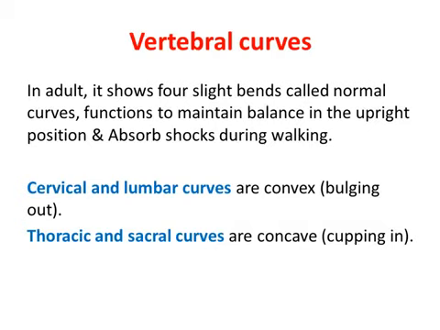Cervical and lumbar curves. بالنسبة للتقوسات في منطقة الفقرات العنقية والقطنية are convex. تكون محدبة bulging out للخارج. While the thoracic and sacral curves في حين التقوسات في منطقة الصدرية ومنطقة العجز are concave. تكون مقعرة cupping in للداخل.